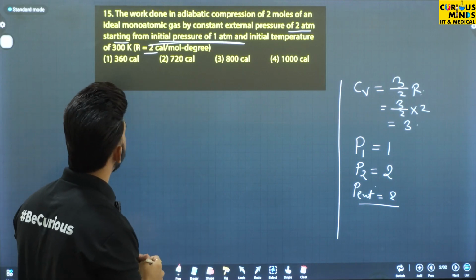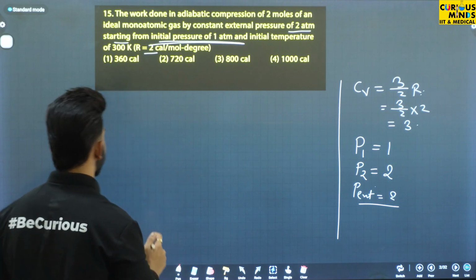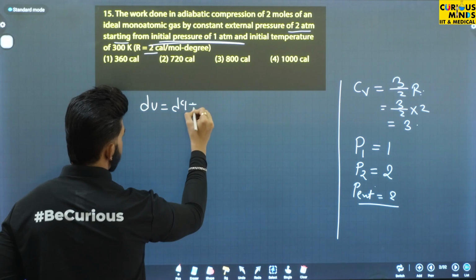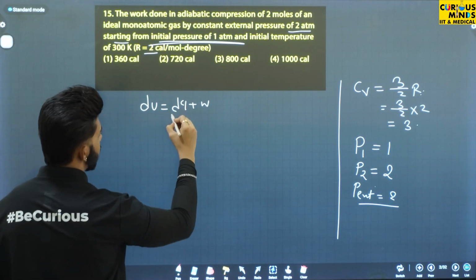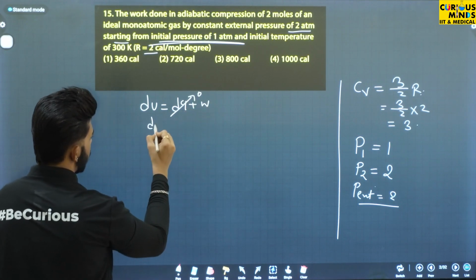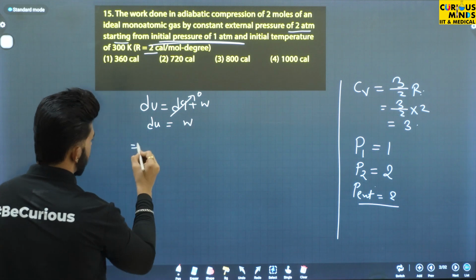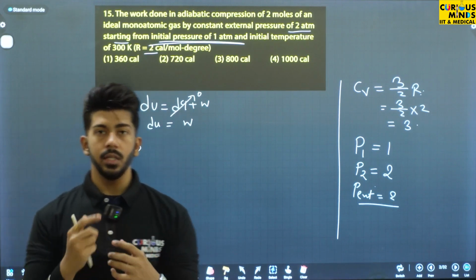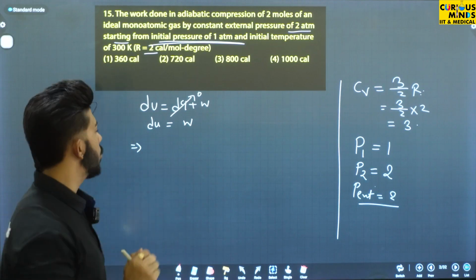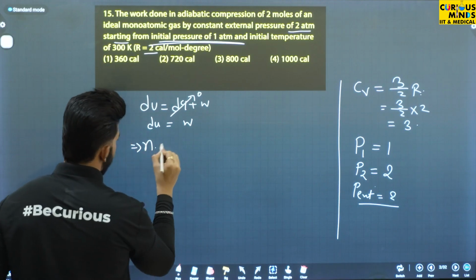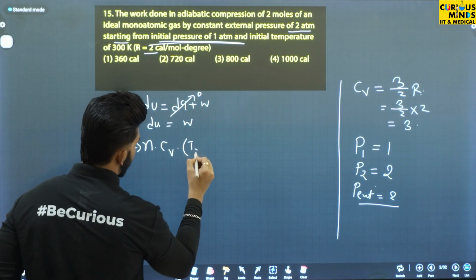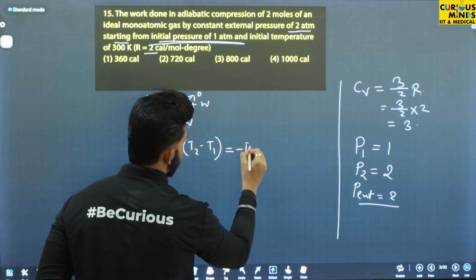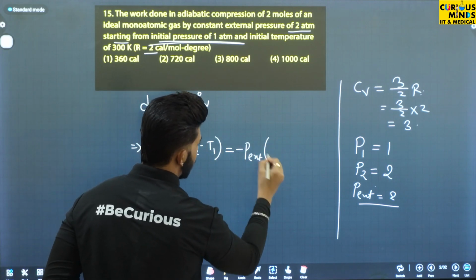Now coming to the adiabatic process. From the first law we know dU equals dq plus w. Now since this is adiabatic, dq will be 0. So dU equals w. Now tell me, what is the value of change in internal energy? That is nothing but nCV (T2 minus T1), right? What is the formula of W? It is minus P external into (V2 minus V1).